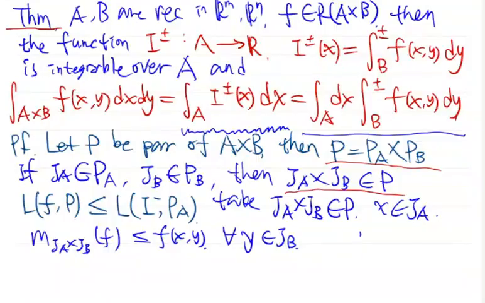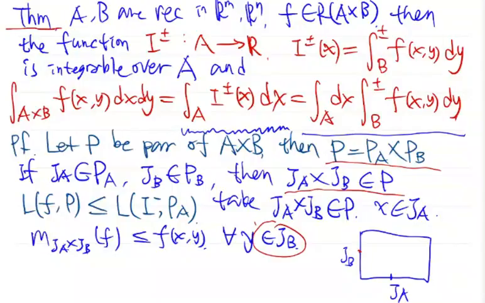So maybe I will draw a picture here. This is JA. This is JB. X is a fixed point in JA. So when Y runs through JB, for every Y in JB, you have this red segment. So F of X, Y, X is fixed, X is a point in JA. Obviously, the value of F at every point in this segment is not less than the infimum of F over the whole rectangle. Okay? So this inequality is true.